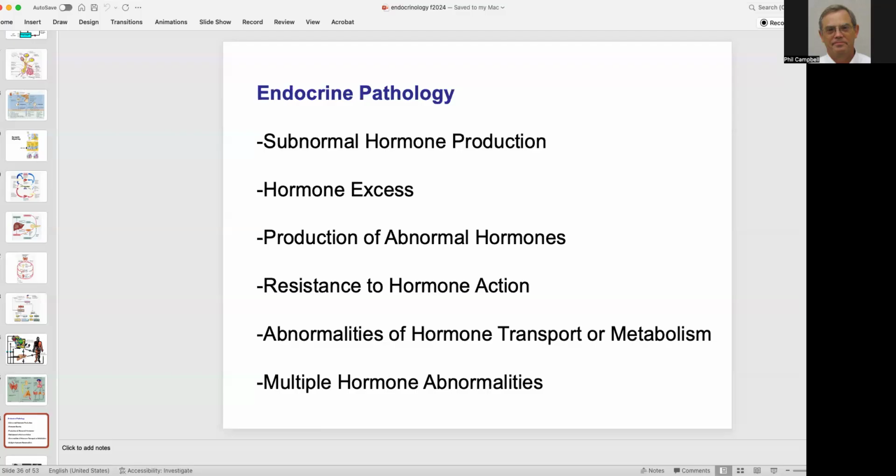Number two, you can have too much of a hormone. Number three, you can have the production of hormones, but they are not normal structurally. You can have a resistance to hormone action, and you can have some disruption of transport, or you can have two or more of the above. All of these can result in pathology. So I'll spend the bulk of the rest of my time with you talking about the pathologies, because that's the fun part of endocrinology.